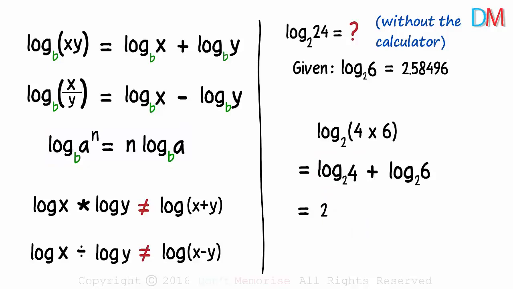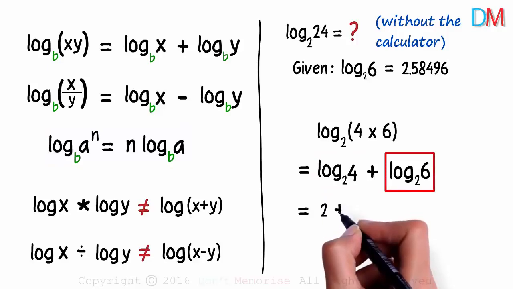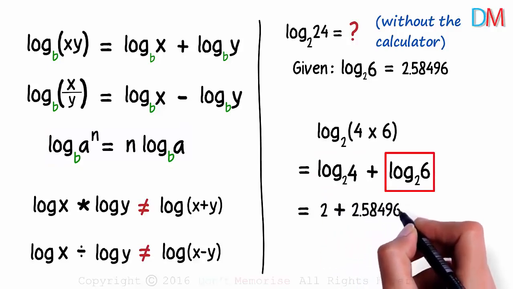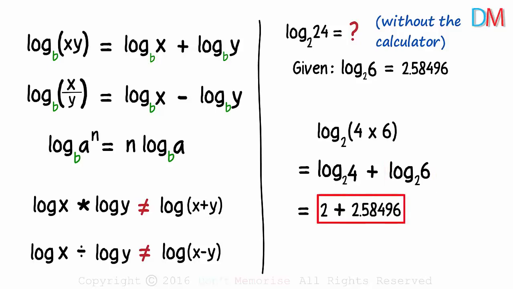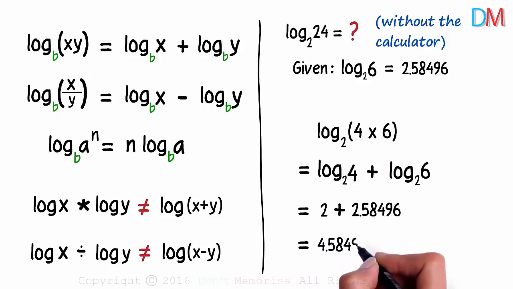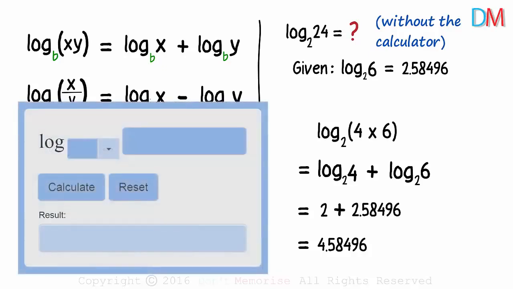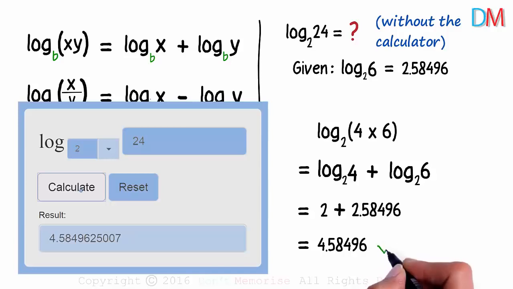Anyway, coming back to our problem. This is given to us as 2.58496. Adding these terms gives us 4.58496. Let's verify our answer using an online calculator. The base is 2 and the argument is 24. If we calculate this, we get 4.58496. Our answer is correct.